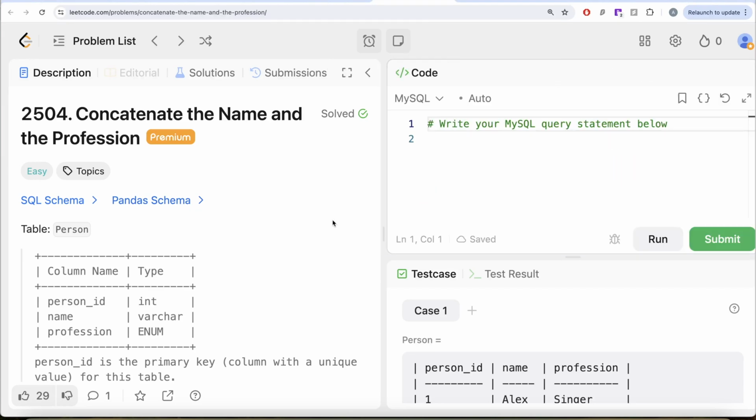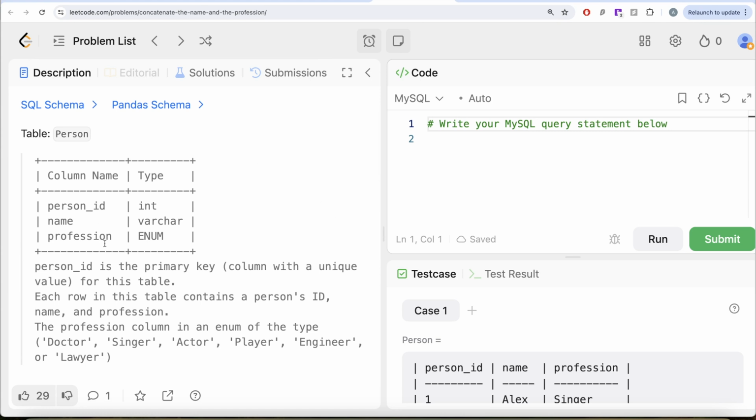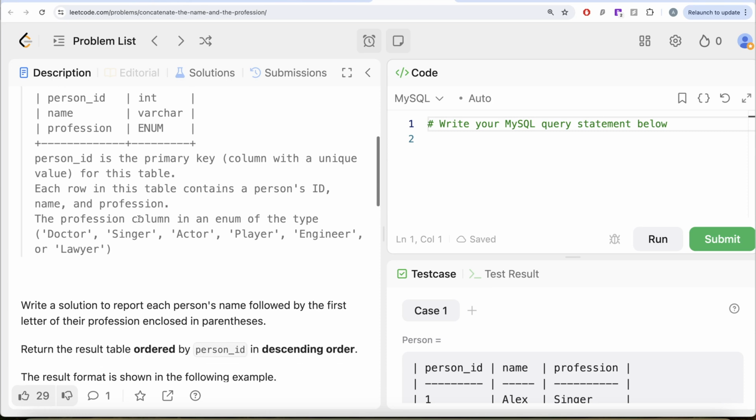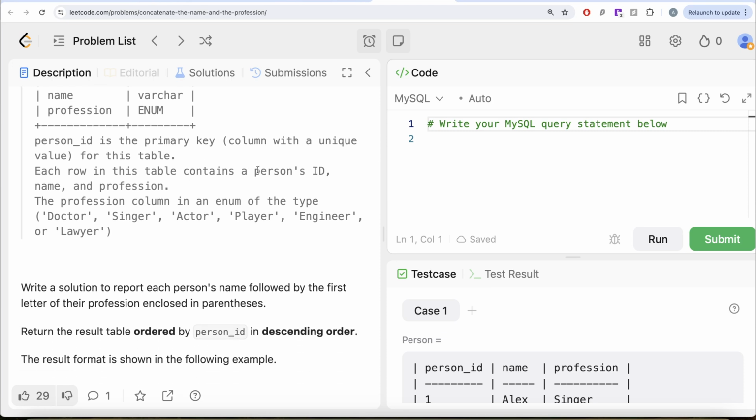Okay, the question reads, we are given a table called person, with three different columns: person ID, name and profession. Person ID is the primary key, that is, a column with unique values for this table. Each row of this table contains a person's ID, name and profession. The profession column is an enum which can take values doctor, singer, actor, player, engineer or lawyer.